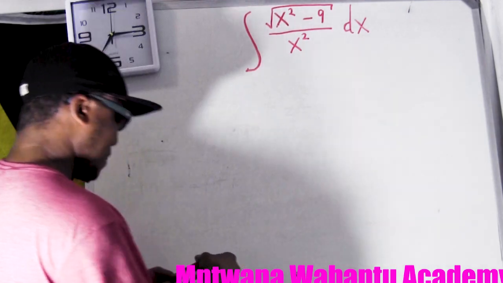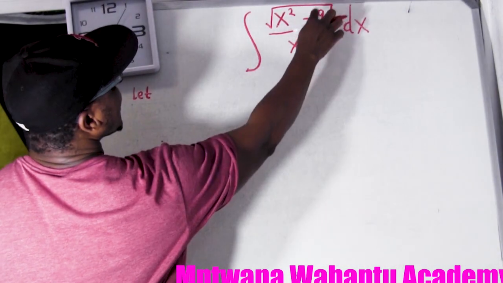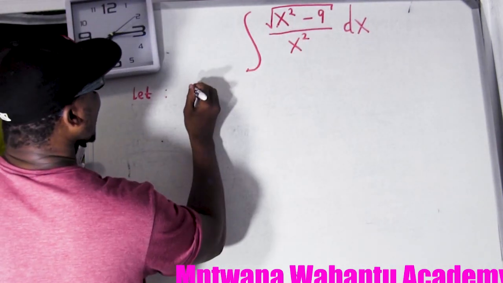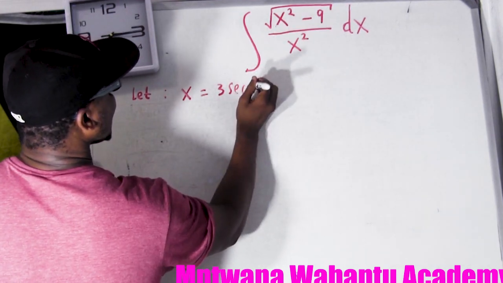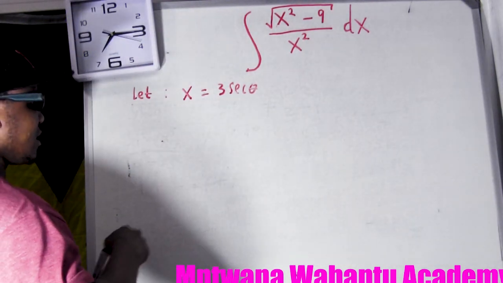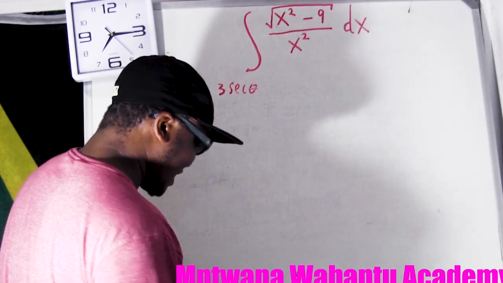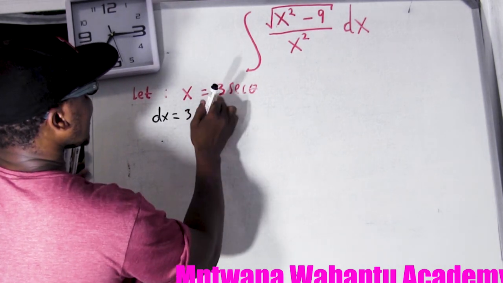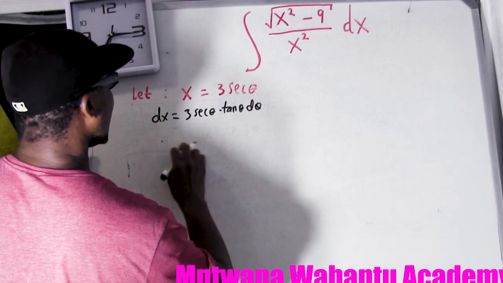Okay, now let's go. I'm going to say now, let 9 mean 3 squared. So how are we going to say it? x equals 3 sec, because that's 3 squared, and they say your sec angle. And the next thing you're going to do is differentiate. Differentiate x, you get dx, which is going to be 3 sec angle tan angle d theta, when you differentiate sec.